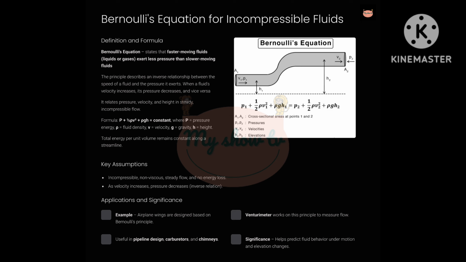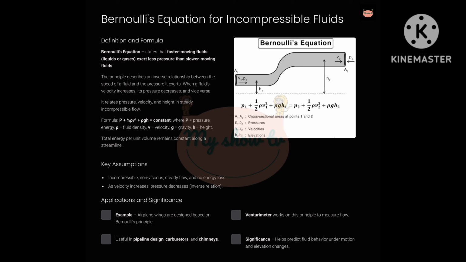Now, Bernoulli's equation. It explains how energy is conserved in a flowing fluid. The equation states that in a streamlined flow of an incompressible fluid, the total mechanical energy, pressure energy, kinetic energy, and potential energy remains constant. The equation is: key points.